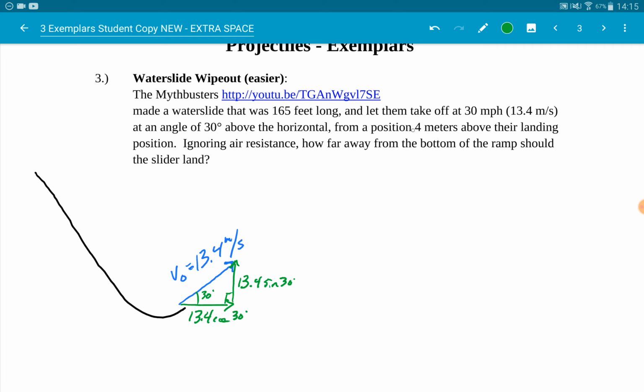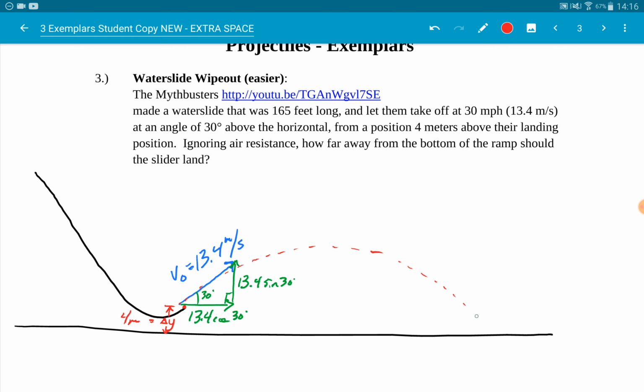Take off from a position 4 meters above their landing position. Got it. So I'm going to go ahead and draw this. Something like this. And then let me grab a different color here so this can stand out, because now this height right here, down to that delta y there, that is 4 meters. And then they go and they land somewhere. So they take off there, and maybe I'll keep doing it in red. So they kind of go something like this, and they land down here.